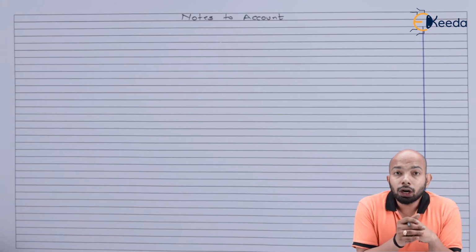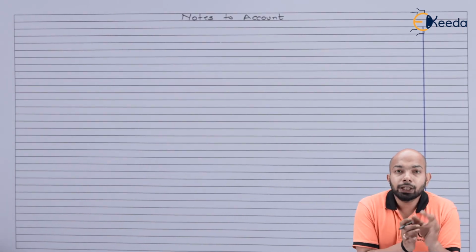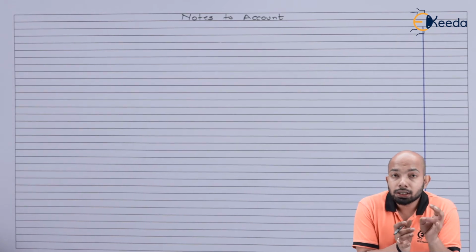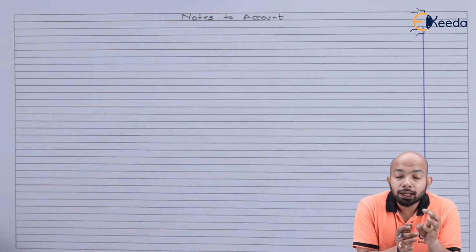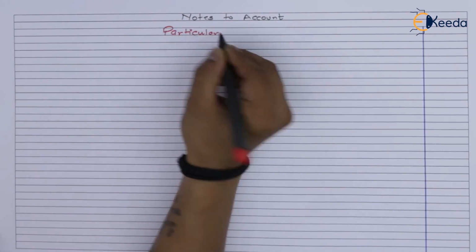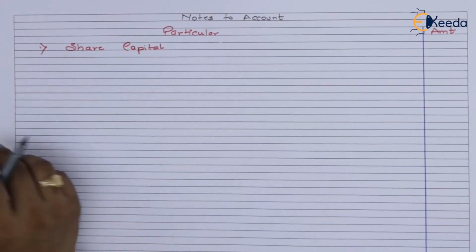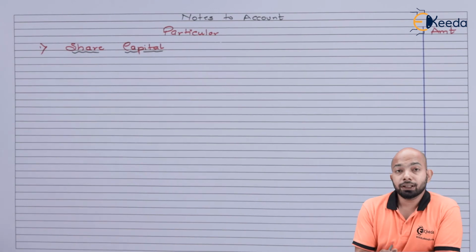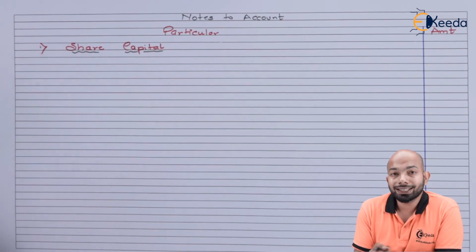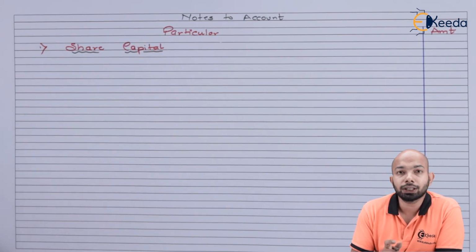The first notes to account that we'll be discussing here is the share capital part. That means authorized, then issued, subscribed, then called up, paid up, similar to that. So we'll mention that first. I'm just preparing the format right now so that you can understand what exactly we are trying to do. The first part that will be taken into consideration is the equity share capital. The first category will be authorized capital.